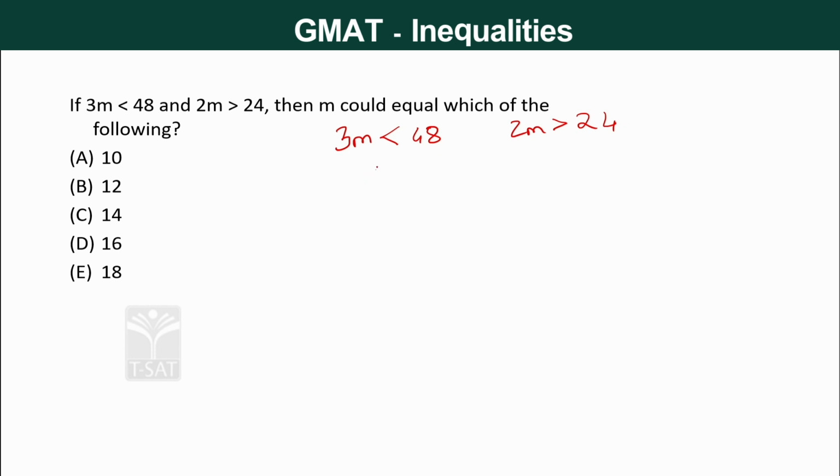Dividing both sides by 3, we get m is less than 48 by 3, that is 16. Dividing both sides of the other inequality by 2, you will be left with 24 by 2, that is 12. So, m is greater than 12, but it is less than 16. Out of the options given, only option C, that is 14, matches this requirement.